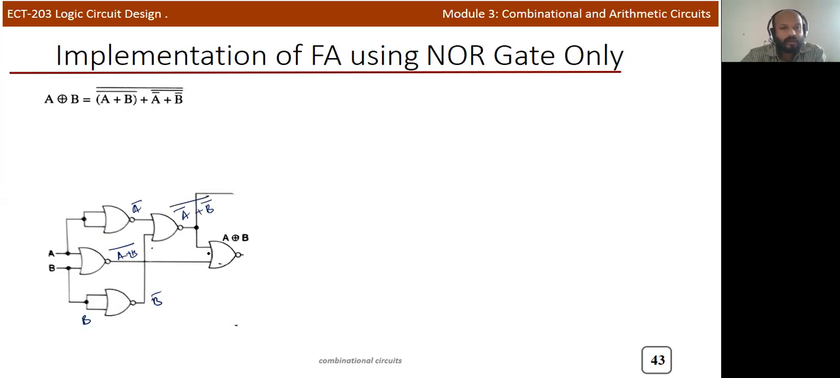Now in the lower portion, one input is connected to here, and the other input is A plus B the whole bar. So one input is A plus B the whole bar, another input is A bar plus B bar the whole bar, and again we need to perform one more NOR operation. So you are getting exactly the same thing.